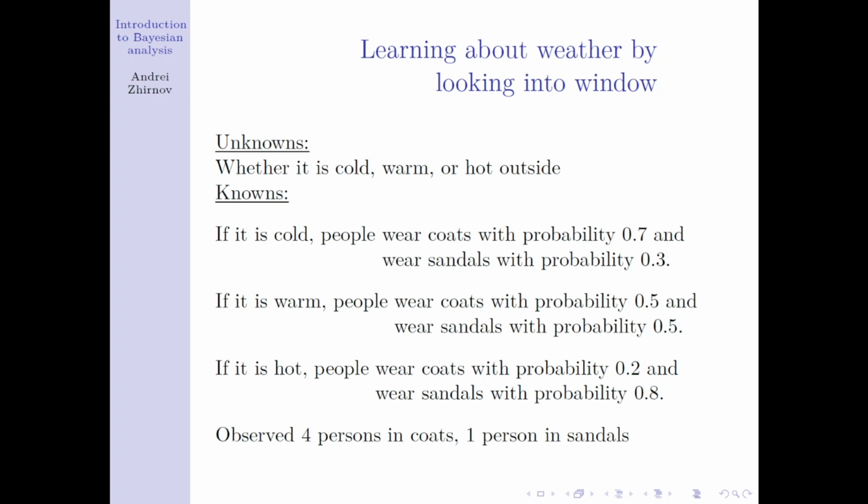So we glance outside and we see that there are 4 persons who are wearing coats and there is 1 person wearing sandals. Okay, now that we have put down all the details of our story, we can start building our model of data generation.